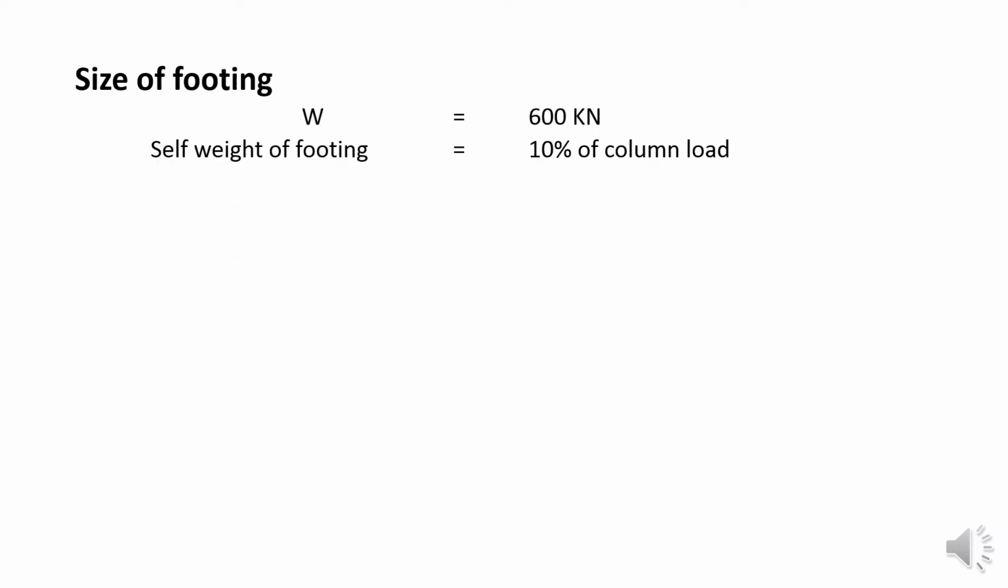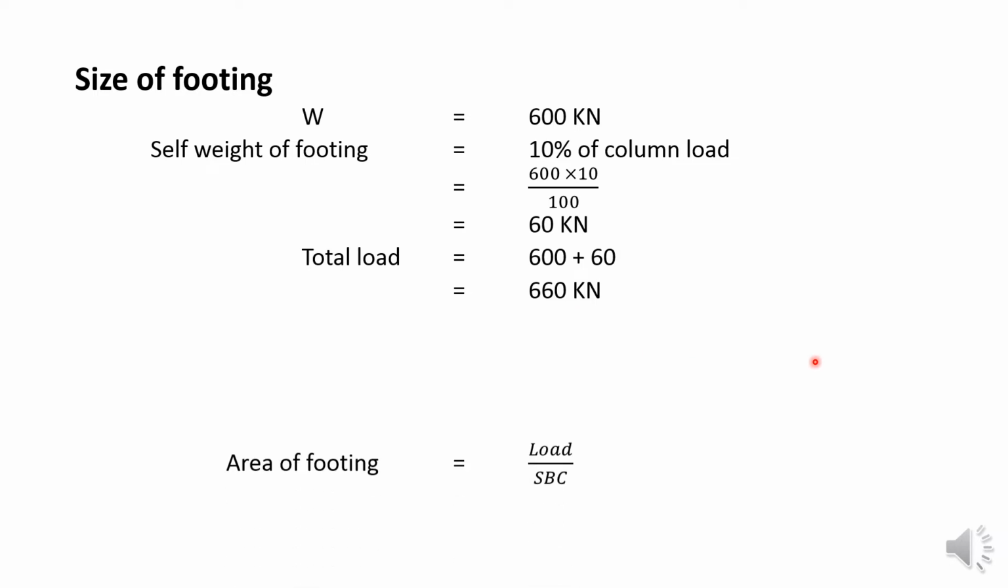We know the given load on the member is 600 kN. Let us assume the self weight of the footing; normally we have to increase the load by 10%. So we increase this load of 600 by 10%, and we will get a value of 660 kN. So the total load is 600 plus 60, which is 10% increase in load, that is equal to 660 kN.